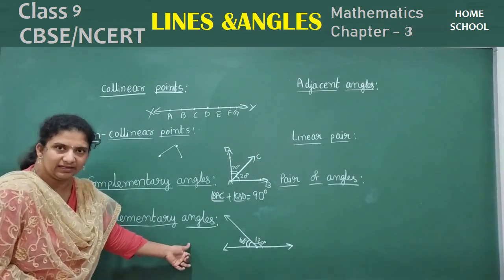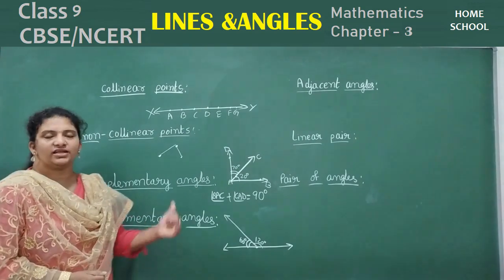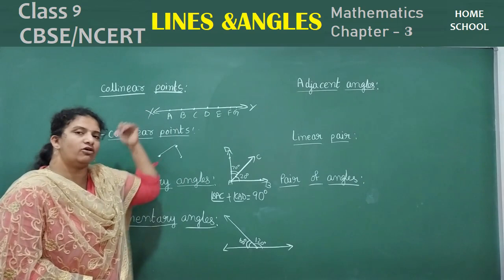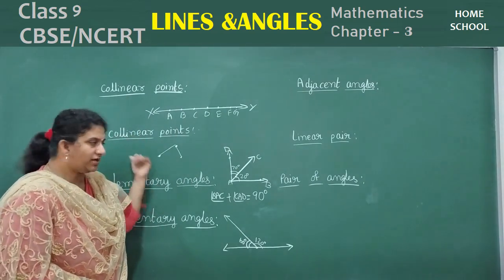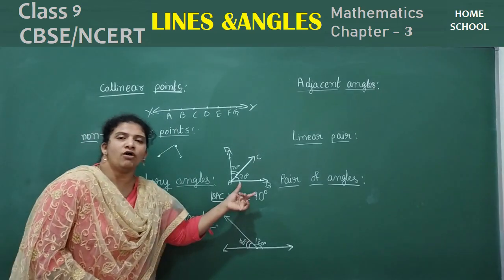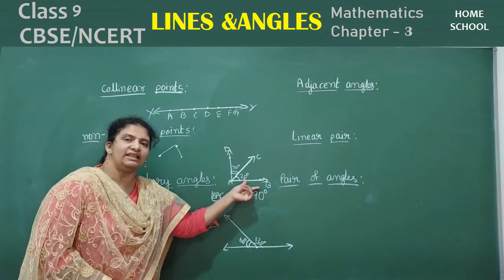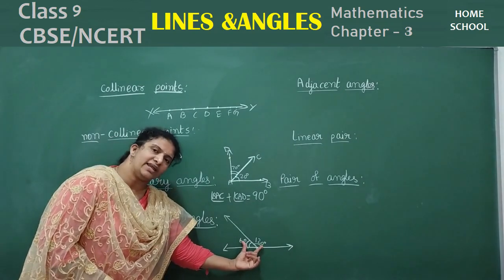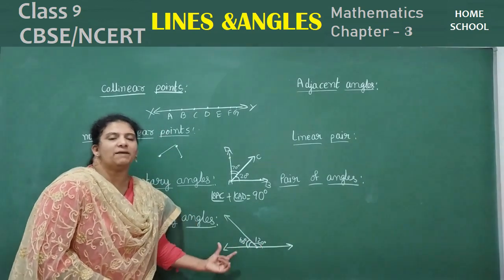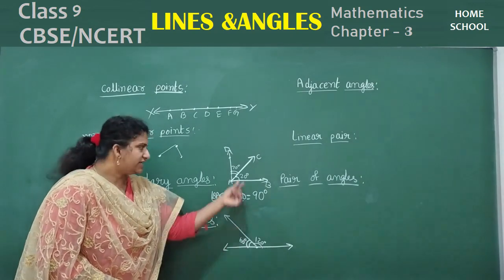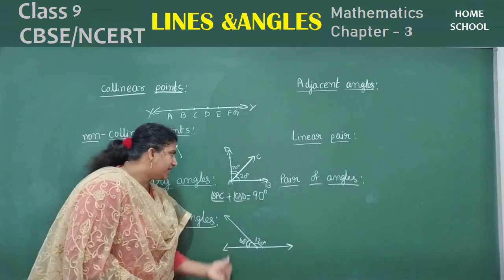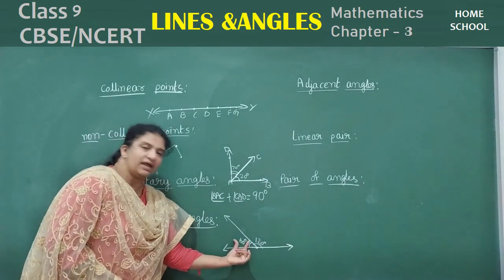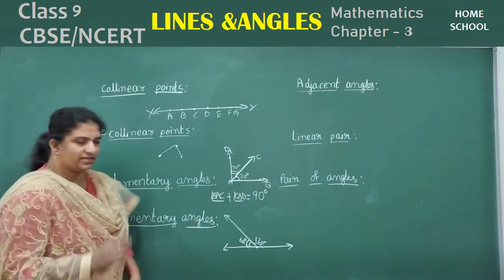Right? The sum of the two angles, if it is 180, then those type of angles are called supplementary angles. So once again look here, children, if points are lying on the same line, those are called collinear points. If they are not lying on the same line, non-collinear points. And if the sum of any two angles is 90 degree, they are called complementary angles. And if the sum of any two angles is 180 degree, those are called supplementary angles. In the same manner you can write A, B, C and D like that. You can say this angle plus this angle is equal to 180 degrees.